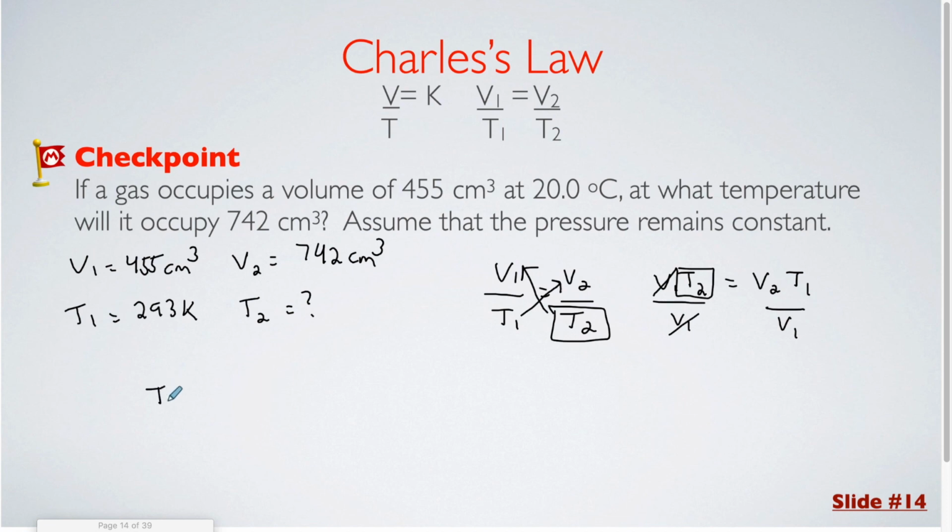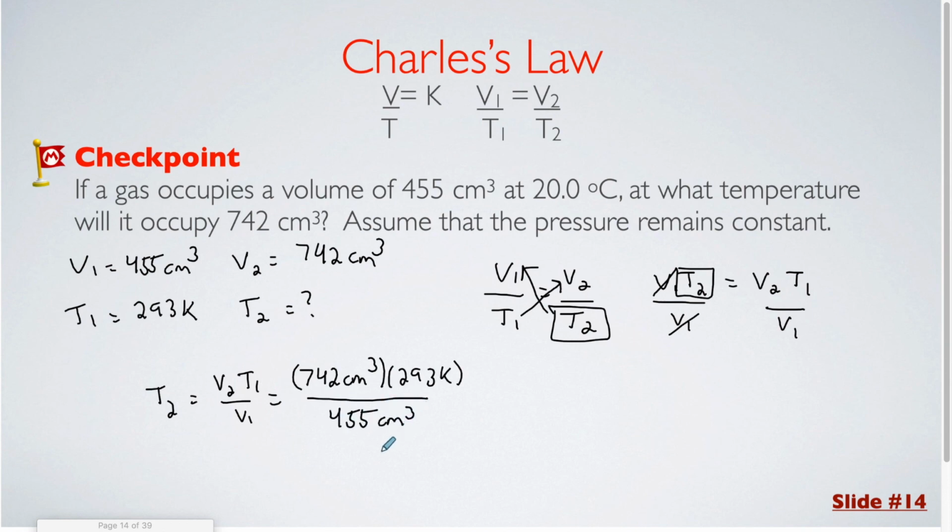So I'm going to rewrite my equation here. T2 is equal to V2 T1 over V1. And then I'm going to plug in each of my numbers. My V2 is 742 centimeters cubed. And my T1 is 293 Kelvin. My V1 is 455 centimeters cubed. The centimeters cubed is going to cancel from the final answer, and I will be left with Kelvin. My final answer here for three significant figures is going to be 478 Kelvin.